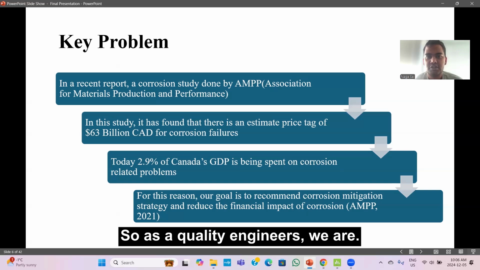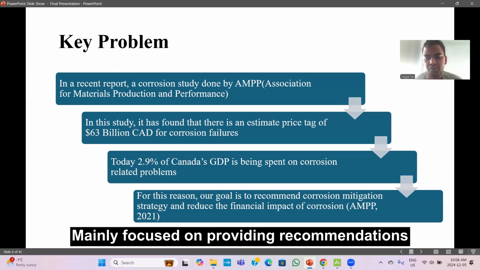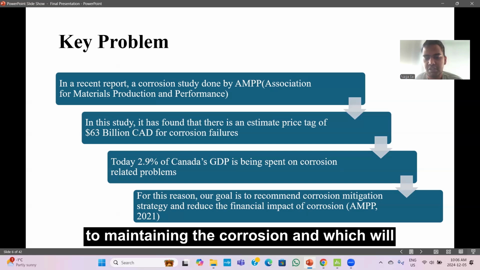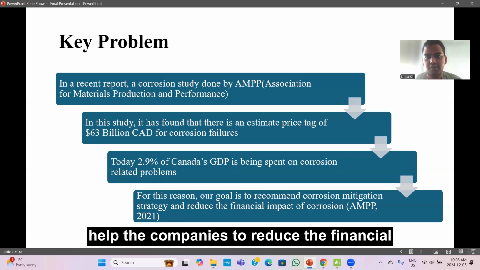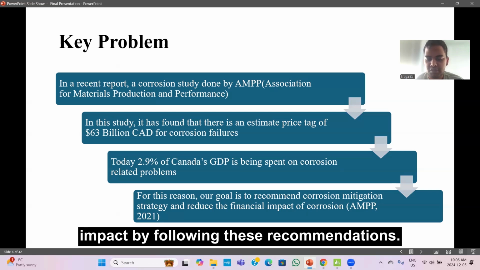So as quality engineers, we are mainly focused on providing recommendations for managing corrosion, which will help companies reduce the financial impact by following these recommendations.